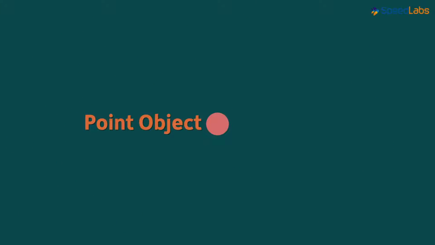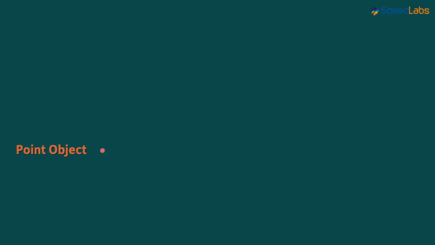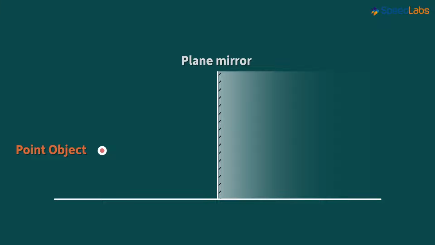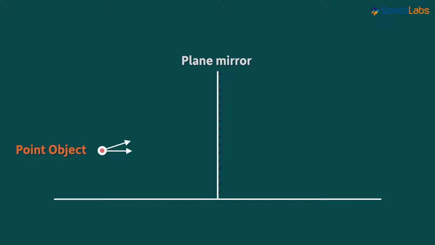Let's first try to draw a ray diagram for a point object. Drawing a ray diagram for a point object is very easy. Okay, so I want you to find the location of the image of this point object on the other side of the mirror. To do that, we need rays of light emerging from the point object. For a point object, we need only two rays. So let's draw two rays emerging from this point object and incident on the mirror.